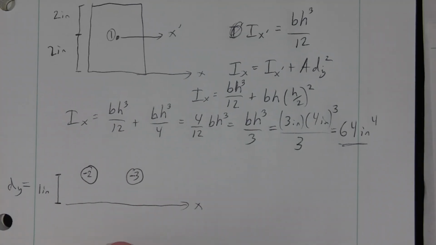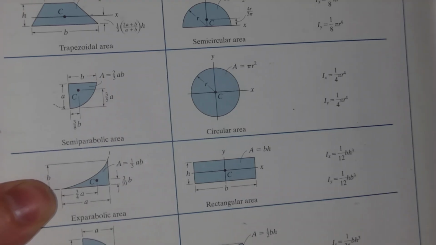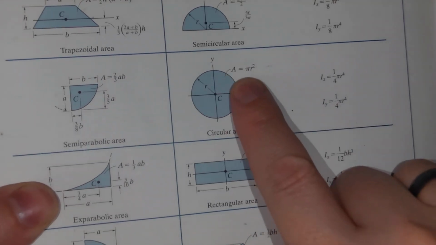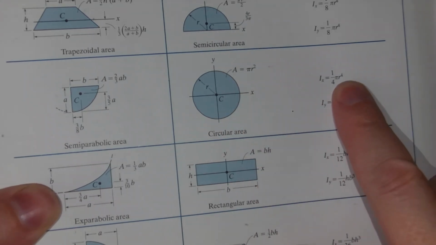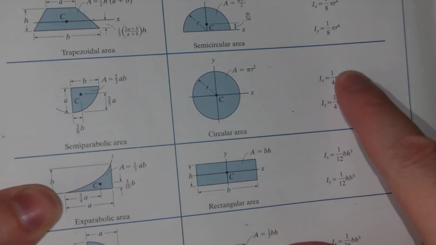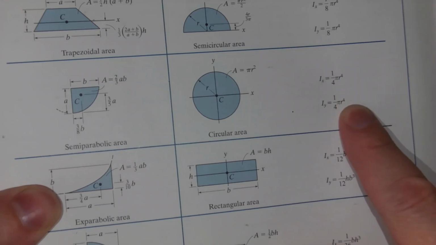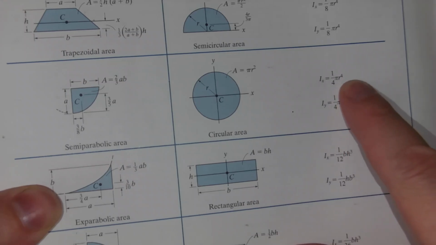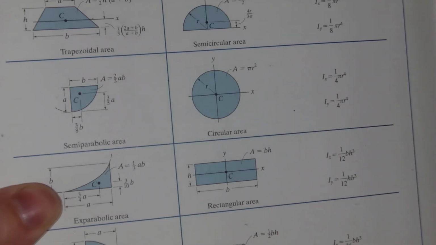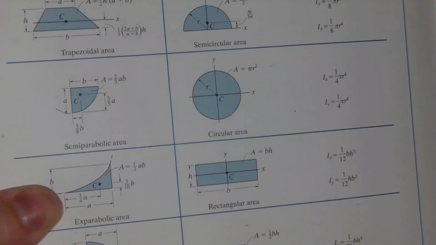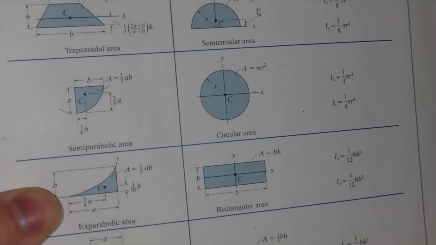Okay. Now I'm going to go pull my book, and then we're going to look at moment of inertia for a circle. So here we are, moment of inertia for a circle. The area, of course, is pi r squared. Moment of inertia about either the x or the y-axis is going to be dictated only by the radius, 1/4 pi r to the 4th. So I'm going to pause here and pick that up on the next page.